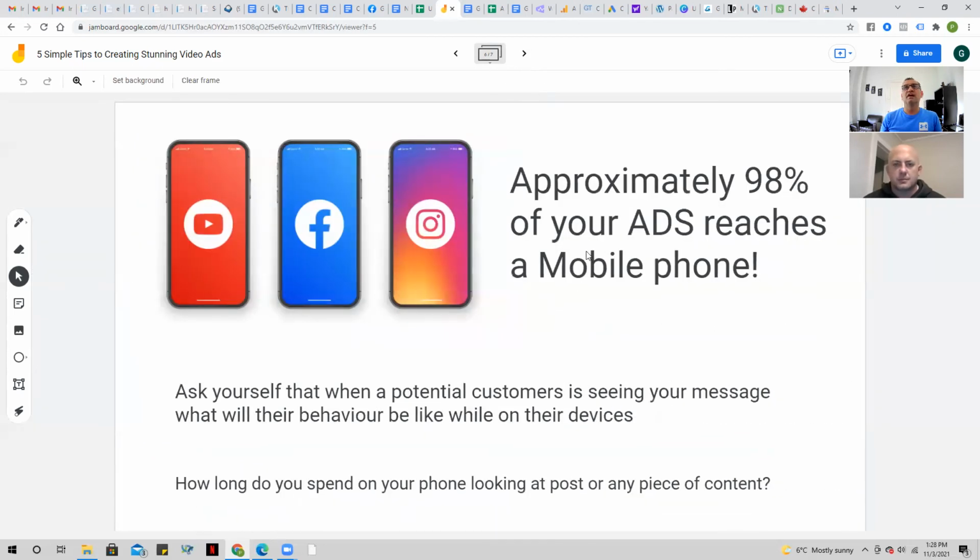Okay. So now we're going to talk about the mobile device, right? 98% of your ads reach a mobile phone. So you've really got to constantly think that you are in the business of mobile marketing. That's super important. But then again, you want to ask yourself where your potential customers are seeing your message, because it may also be desktop as well. So you want to think, how does my ad look on desktop?